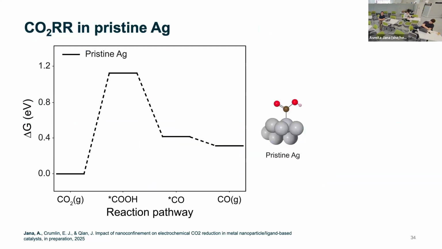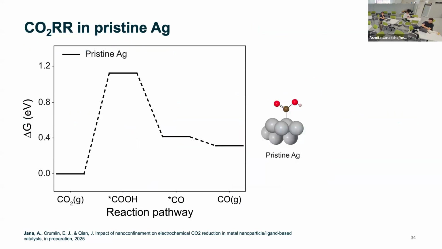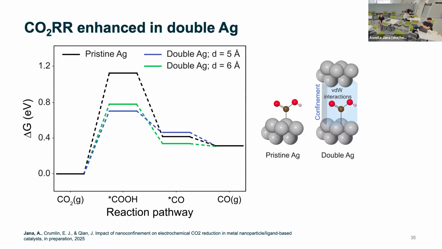All right, so let's see if the hypothesis that I had carries out in the computations as well. So I have plotted the reaction energy landscape, going all the way from CO2 to CO, for pristine silver. And what I have so far is that, of course, going from this to this is the rate determining step, as we have seen. Now let's move on to a double silver. This is introducing confinement, but with van der Waals interactions. And I've considered 2 lengths. I've considered 5 angstrom and then 6 angstrom and plotted those energies as well.